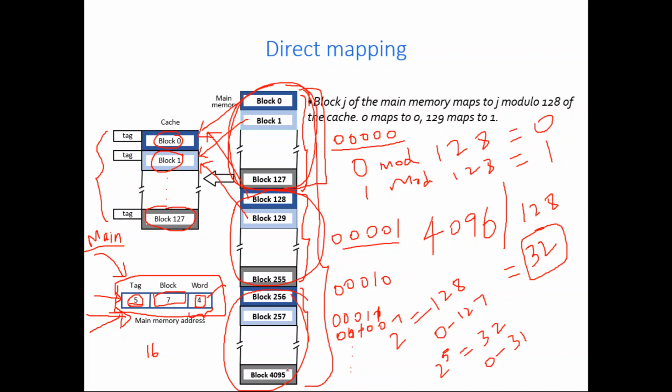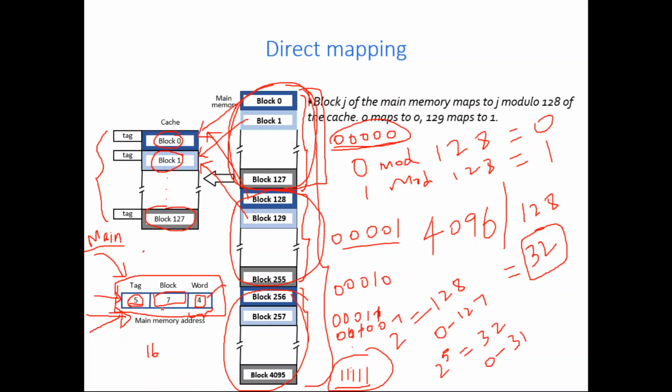For the last set of 128 blocks, what will be the 5 bits? It will be 1 1 1 1 1, all ones. For the first set of 128 blocks, it will be all 5 zeros. For the last set of 128 blocks, it will be all ones, right? Okay. With this knowledge, let us try to understand, given an address, how we will identify whether it is in the cache or not.